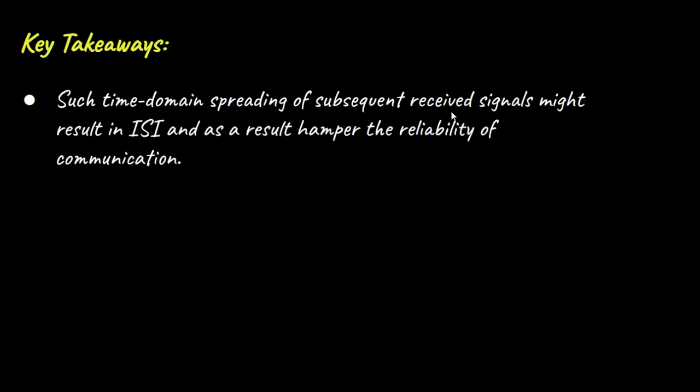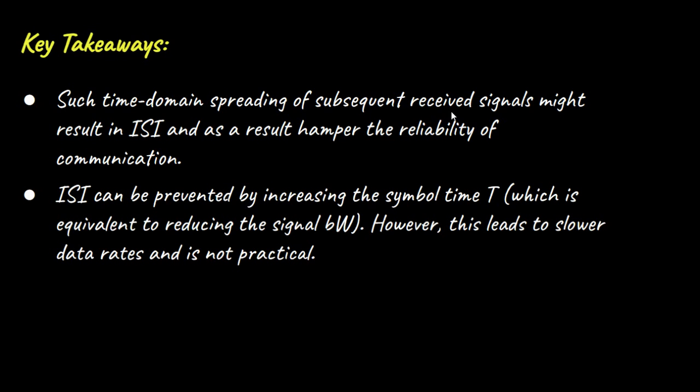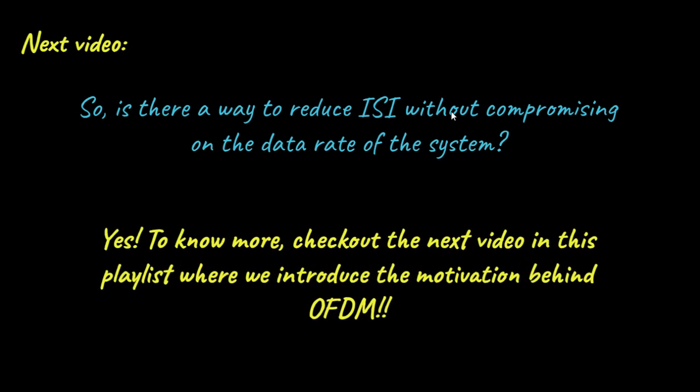Such time domain spreading of the subsequent received signals might result in ISI and as a result hamper the reliability of communication. ISI can be prevented by increasing the symbol time T, which is equivalent to reducing the signal bandwidth. However, this leads to slower data rates and is not practical. So, the question now arises: is there a way to reduce ISI without compromising on the data rate of the system? Well, turns out yes.